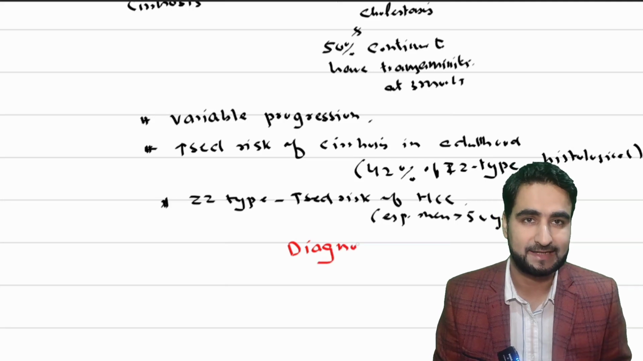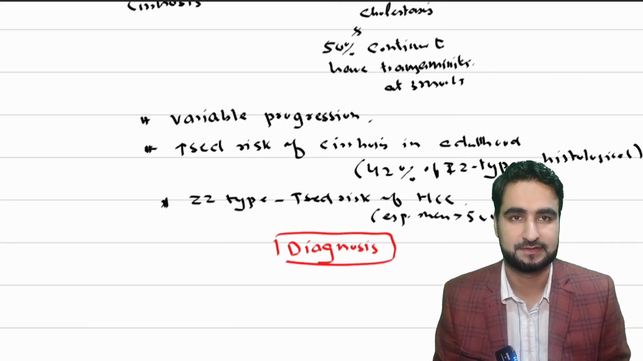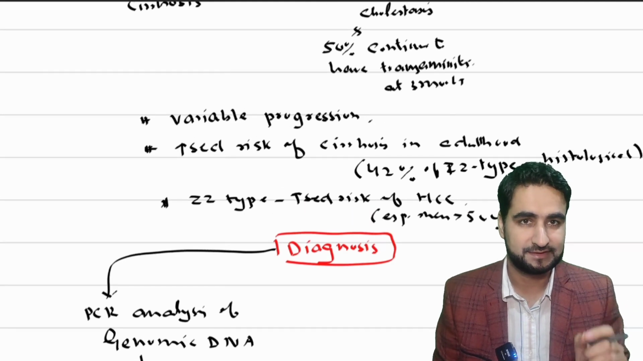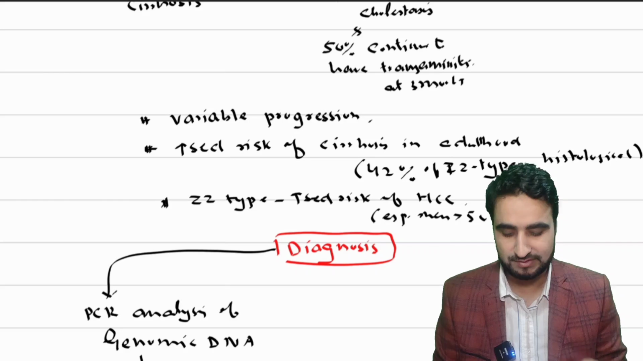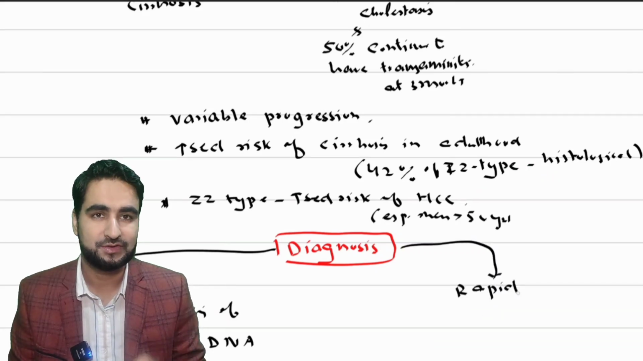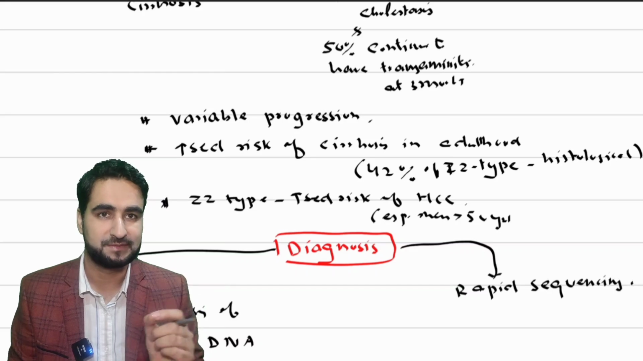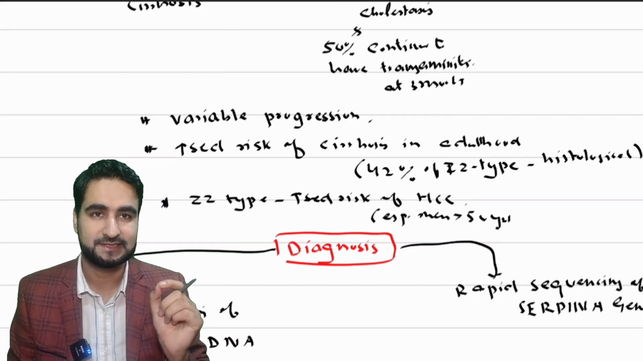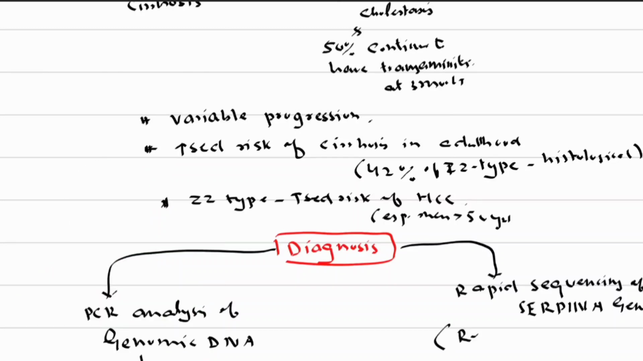Now, what is the diagnosis of alpha-1 antitrypsin deficiency? In this condition, we have to detect mutant alleles by doing PCR analysis of genomic DNA. And we can do rapid sequencing of the SERPINA gene by a method that is called resequencing molecular array chip.